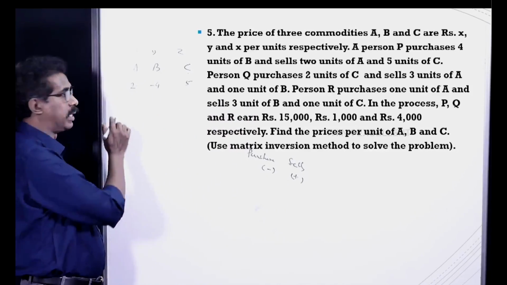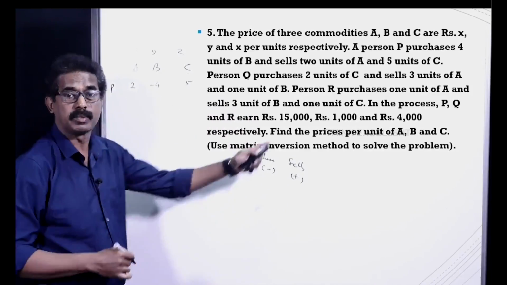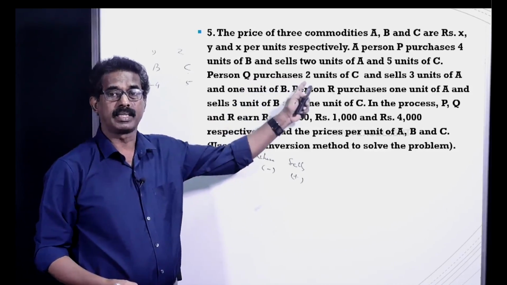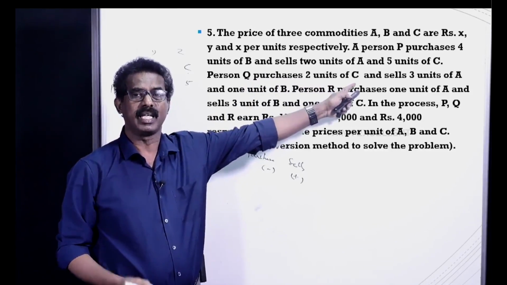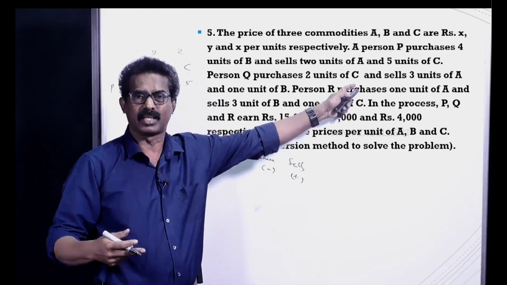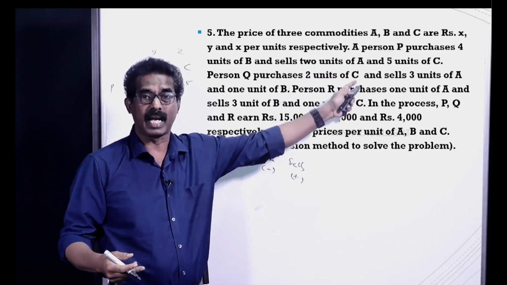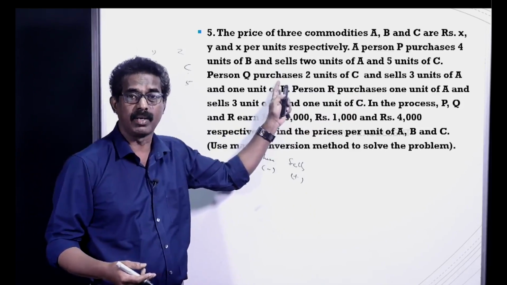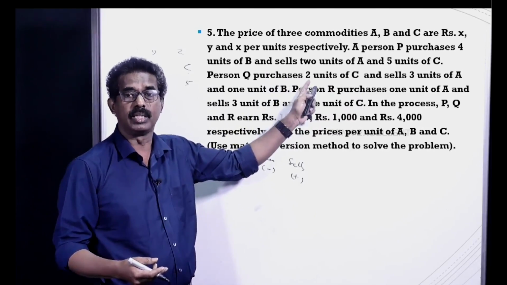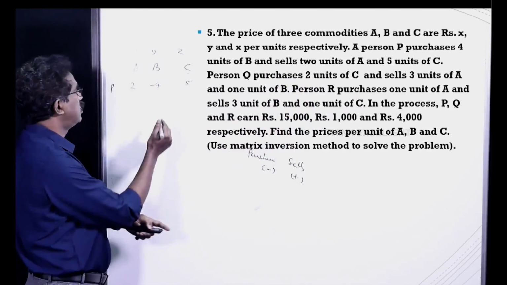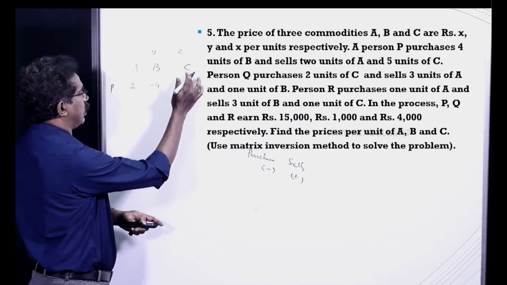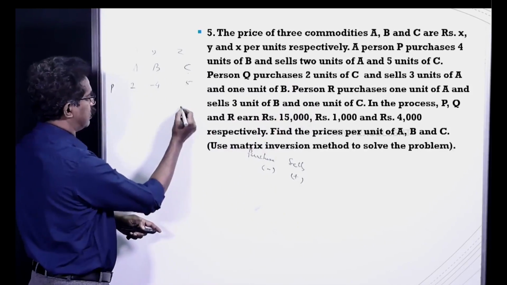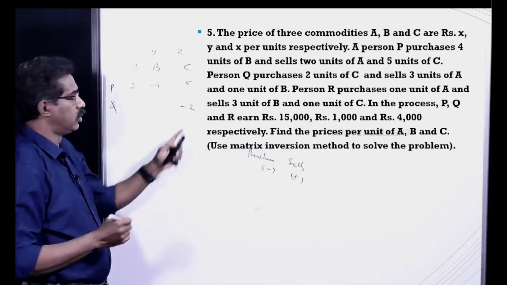This is for P. And another person they have specified, right? Q purchases 2 units of C. They change the order. They won't give A, B, C like that. Okay, 2 units of C. You also have to see whether they are purchases or sells. Here they given purchases 2 units of C. Purchases, so you put minus 2 units of C.